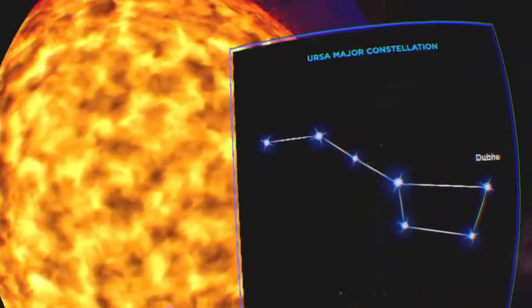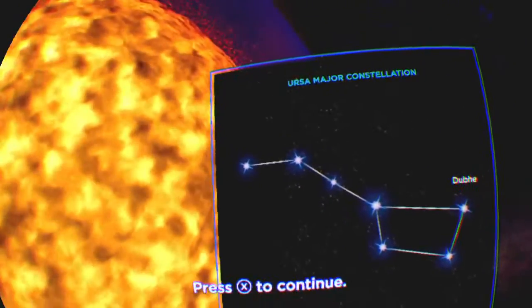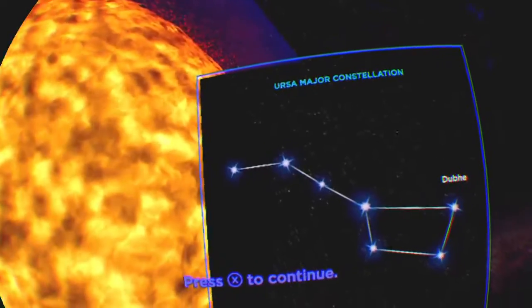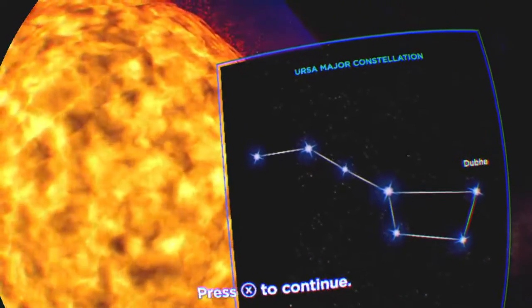W is part of the constellation Ursa Major, or the Great Bear. It is also one of the 7 stars which make up the Big Dipper, one of the night sky's most widely recognized asterisms.